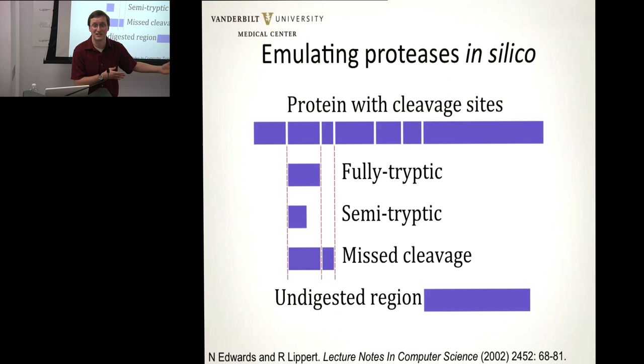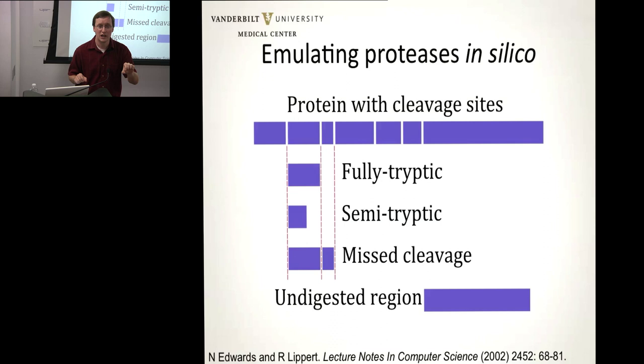But it does take about 10 times more time to conduct the search to do a semi-tryptic. And then, of course, you may have missed cleavages, cases where a peptide conforms to trypsin cleavages on both ends, but also contains within it another possible trypsin cut site that didn't cut.